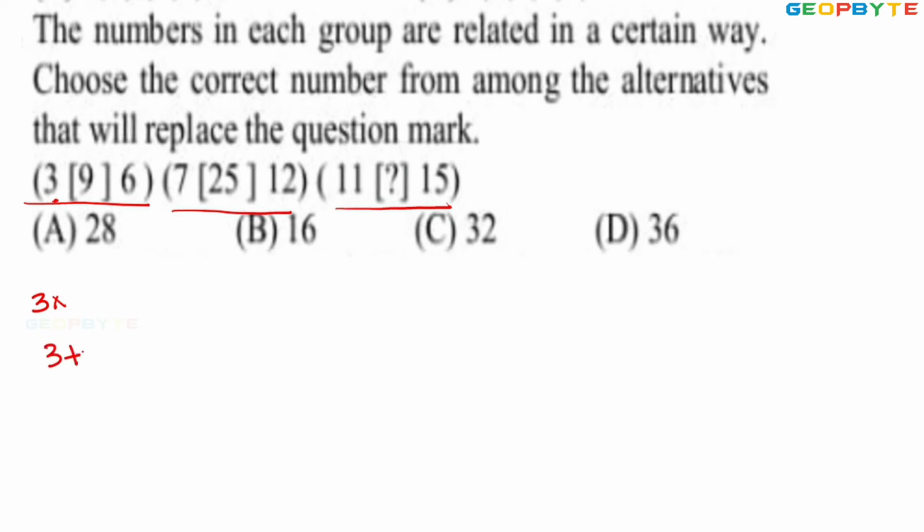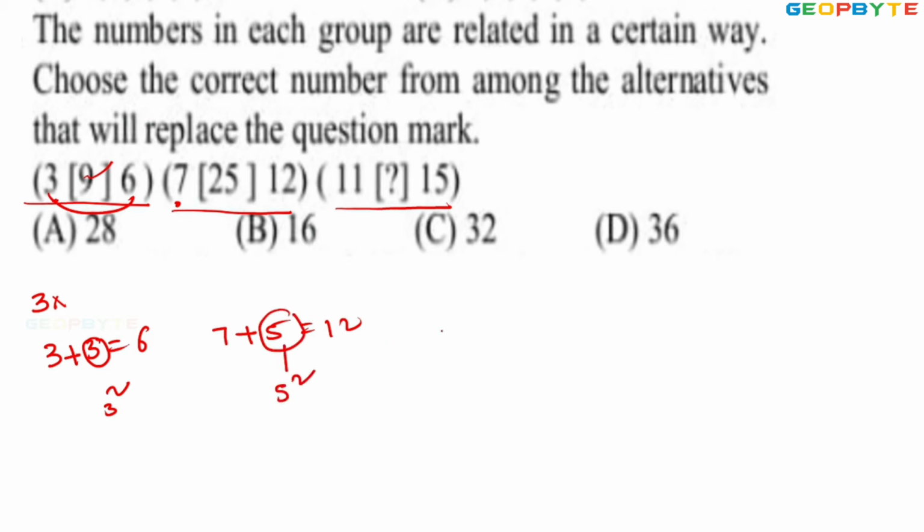Three plus 3, we are getting 6. This plus 3, okay, 3 square is a 9. Here, 7 plus 5, it is 12. So that addition number is 5. So 5 square is 25.